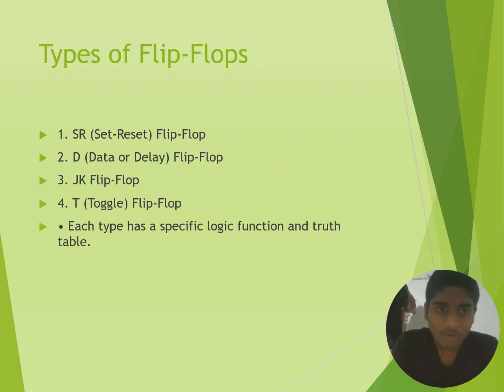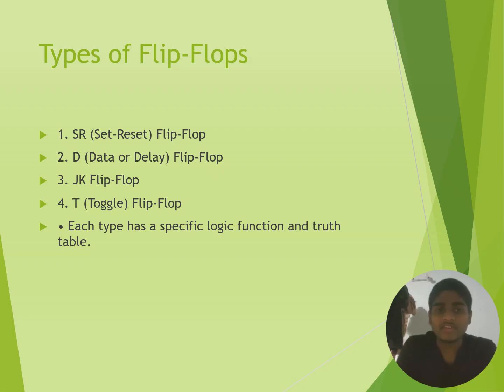Types of flip-flops: SR flip-flop, D flip-flop, JK flip-flop, and T flip-flop. SR means set-reset flip-flop. D stands for data or delay flip-flop. JK flip-flop, and T means toggle flip-flop. Each type has a specific logic function and truth table.